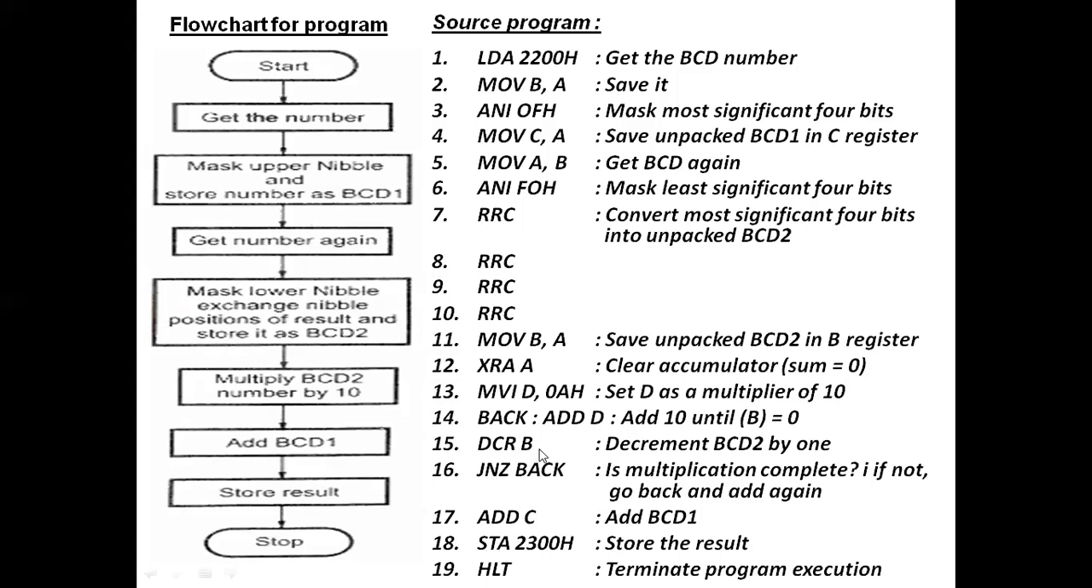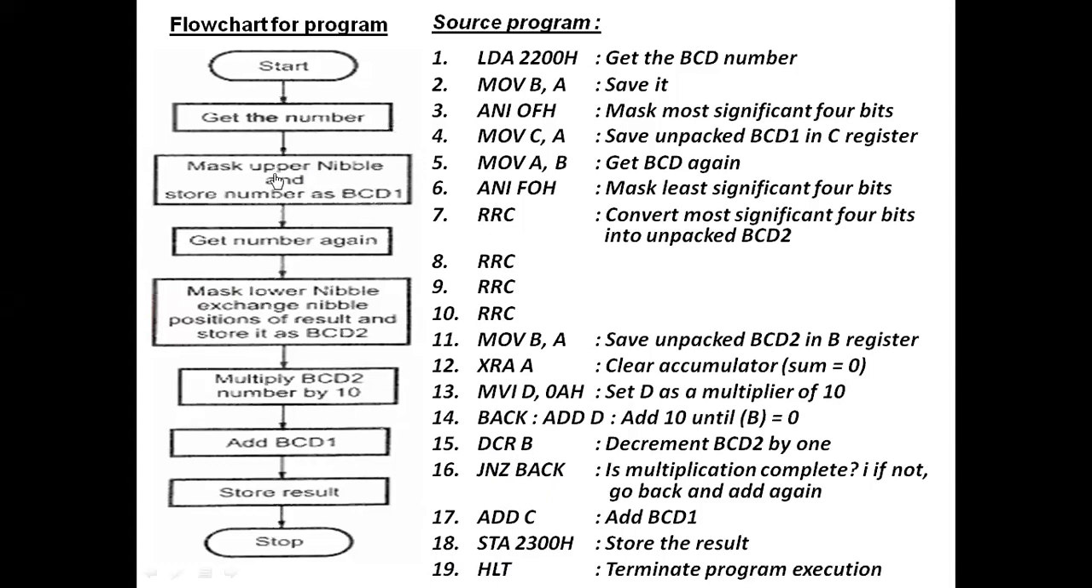Actually, we have to do the multiplication, but we are doing successive addition. So only one loop is required and only one loop is being used. That is add D, decrement B, and jump on no zero back. So in this way, this is a program, and the crux of this particular program is to mask the nibble.